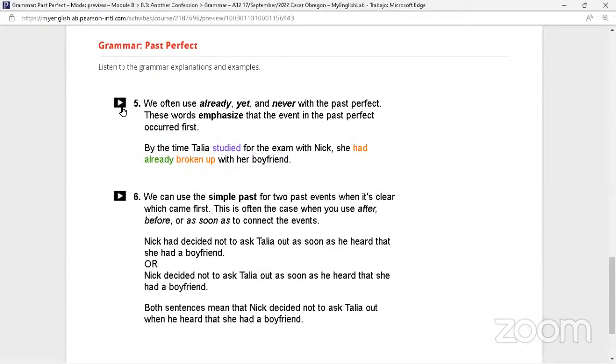Okay, so we have words that are very important. Already, yet, never, with the past perfect. So these words emphasize that the event in the past perfect occurred first. By the time Talia studied for the exam with Nick, she had already broken up with her boyfriend.